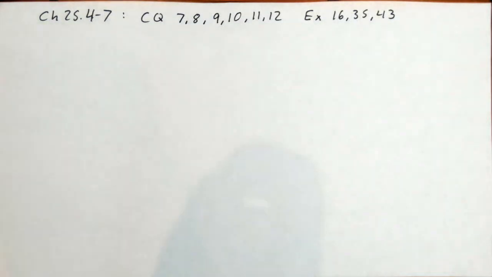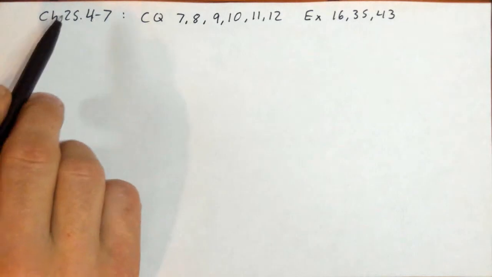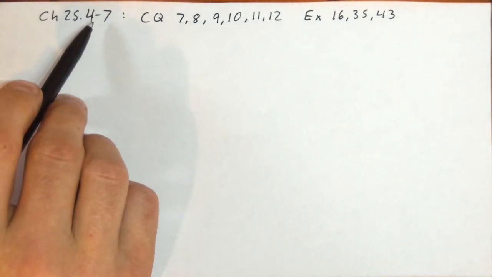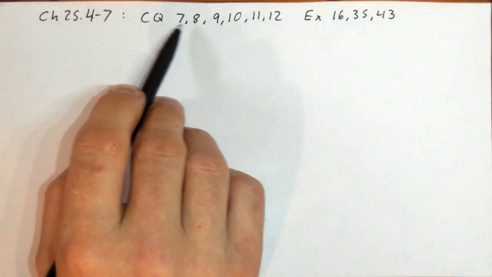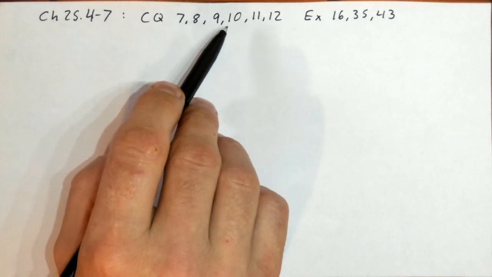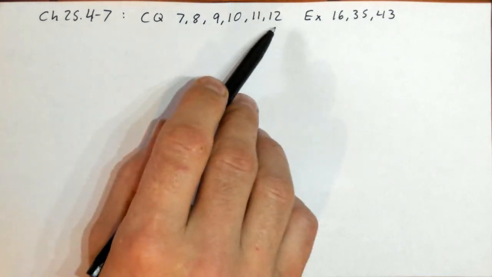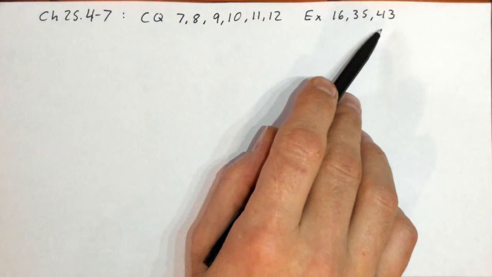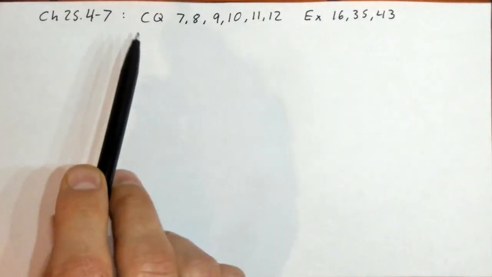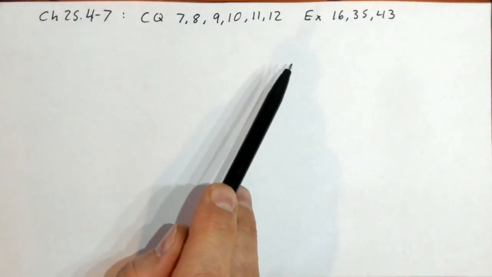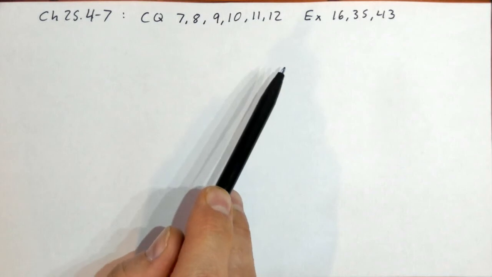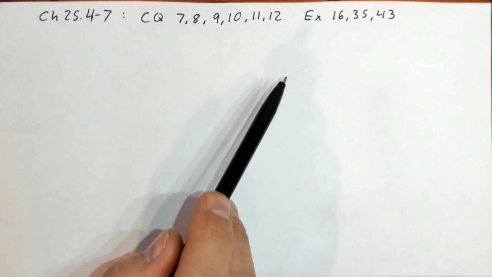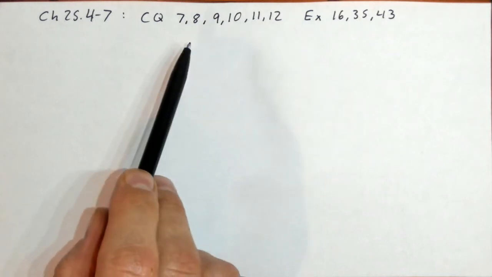Okay, so today's class activity is going to go over chapter 25, sections 4 through 7, and our concept questions are 7, 8, 9, 10, 11, and 12, and then exercises 16, 35, and 43. So I encourage you to go work on those and then come back and use this video as a guide and some hints and help to check your work.